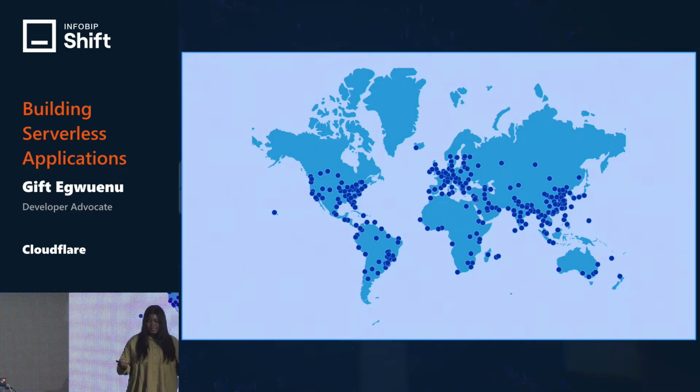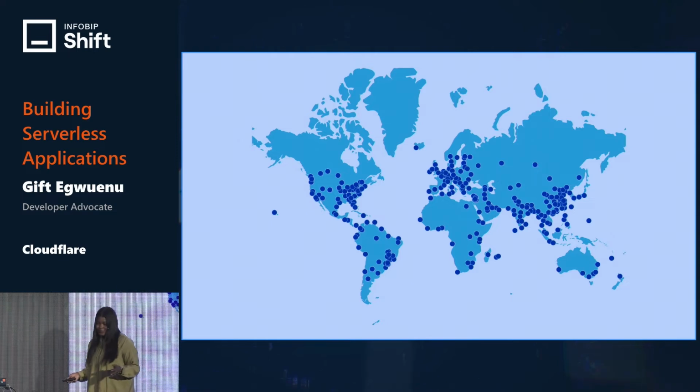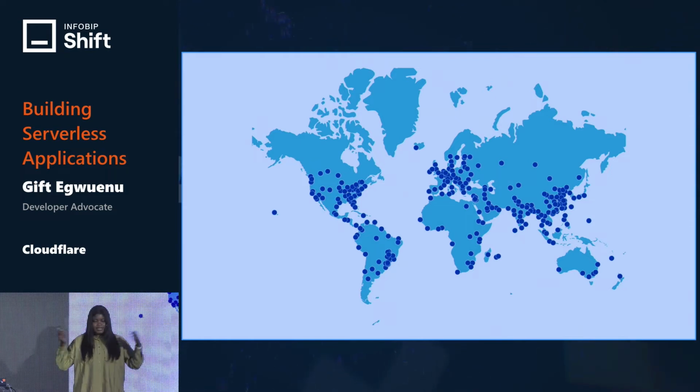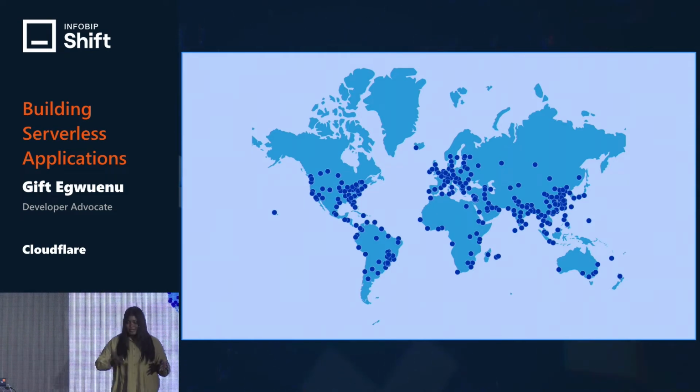Take a look at this graph. This is the graph of the world, and each dark blue node you see there is actually a point of presence, or in this case, a CDN located in different areas: Africa, South Africa, the US, and all of that.